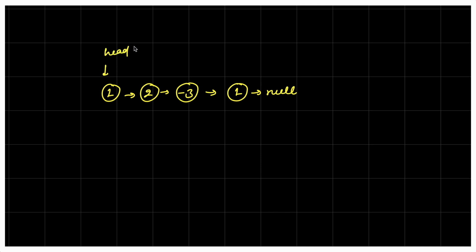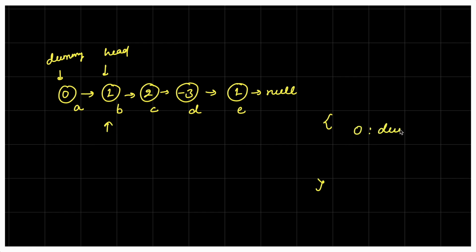Now, as per the approach I have told you, we will create a new dummy node. Let's call it dummy. And for simplicity, let me give the names A, B, C, D, and E. Now, because I have created the dummy node, my hash map would by default contain this 0 at the dummy address.